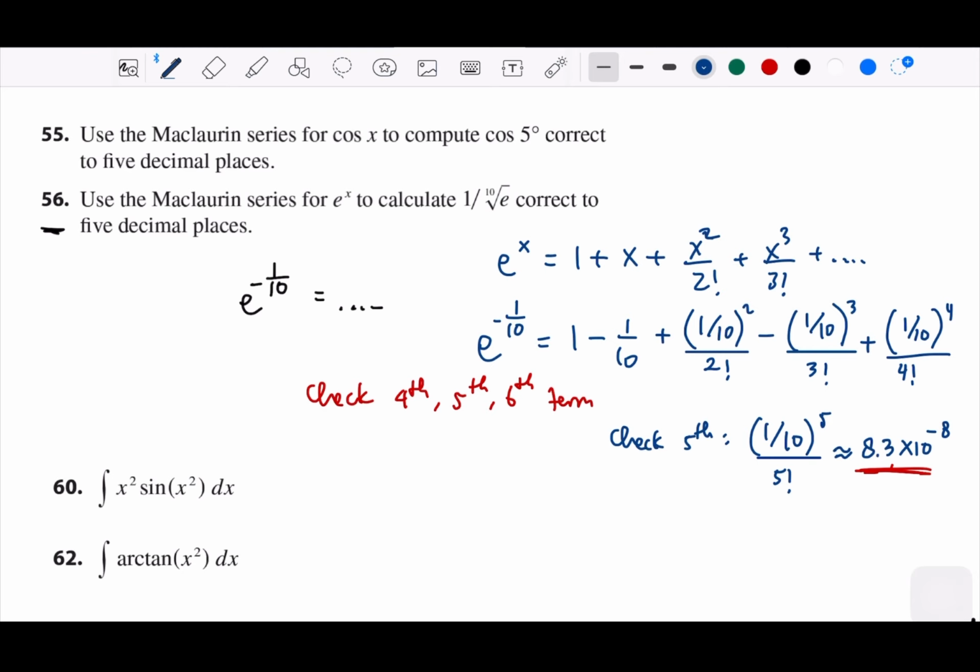And also, as you may see as well, this is also an alternating series. I think it's still okay if you want to look at it as an alternating series.